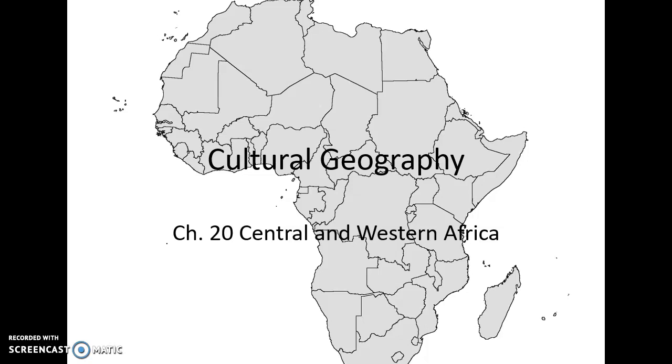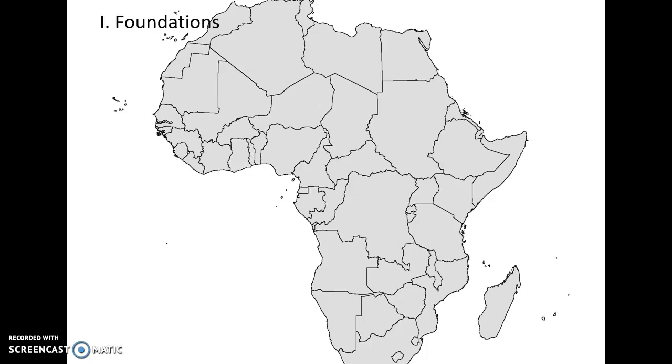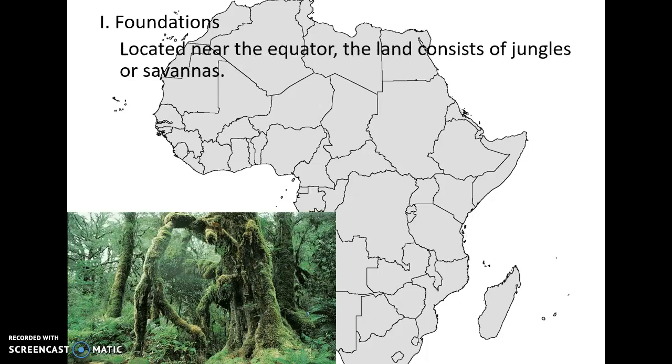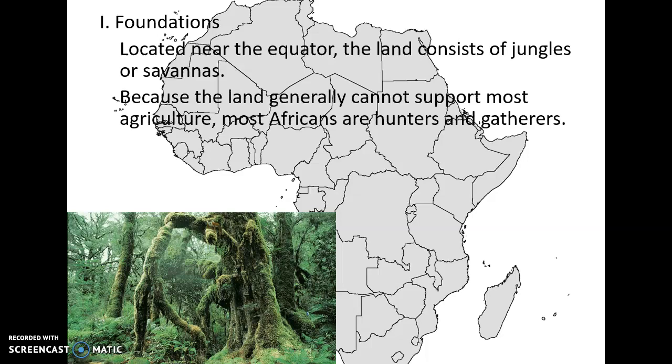Before we get into talking about the actual countries, let's lay some foundation into this area. First of all, the countries that we're talking about are located near the equator. The land consists of jungles or savannas. Rain from the Atlantic drops across the land just like it does in the Amazon in South America. As one goes north or south from the equator, the winds shift, creating a rainy season and a dry season, which makes a savanna.